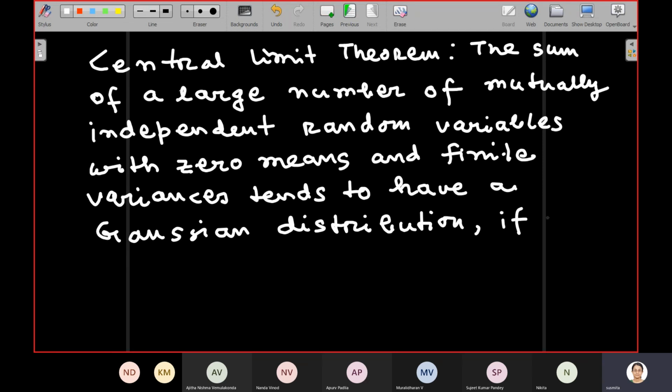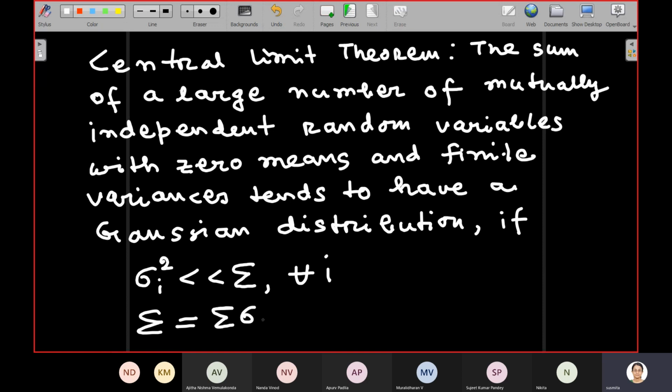Now you cannot pick any random variables, okay, you also need to satisfy some criteria. If the individual variances, so let's say this is the variance of the ith random variable, if the individual variances are much smaller than their sum, okay, for all i. What is sigma? Capital sigma is the sum of all small sigmas.